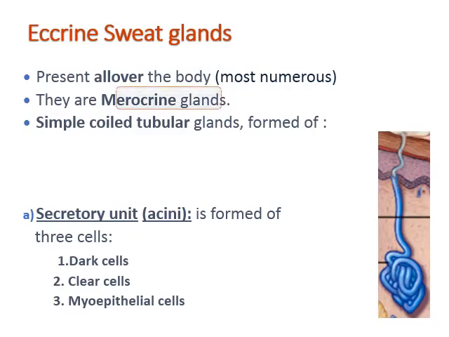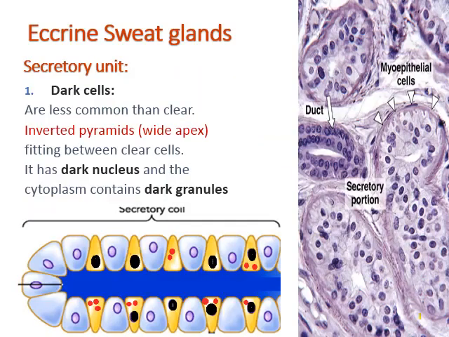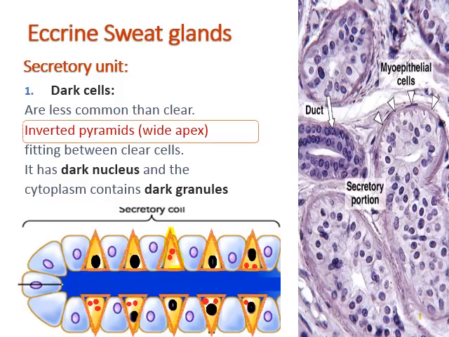They are merocrine glands, and they are simple coiled tubular glands formed of two parts: the secretory part or secretory unit, which is the acini, and the duct system. The secretory unit is formed of three types of cells: dark cell, clear cell, and myoepithelial cells. Regarding the dark cells, they are less common than the clear cells. They are in the shape of an inverted pyramid, and they have a dark nucleus and dark granules.